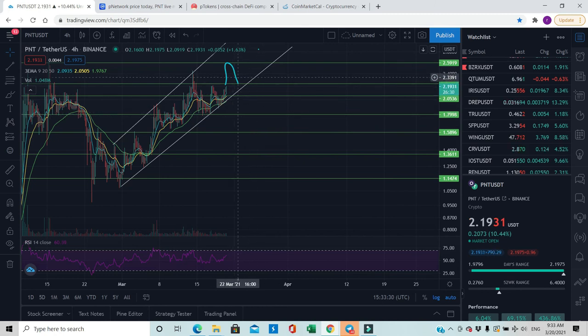Test 180, and then this is my entry. If it breaks and comes around 180, and I see volume picking up, then I'll consider adding, but making my stop loss tight, right? That's just what I'm willing to risk. Everybody has a different account size. Everybody's risk is different, right? Everybody's targets are different. You know what I mean? So basically, guys, that's how I'm going to be playing out PNT.